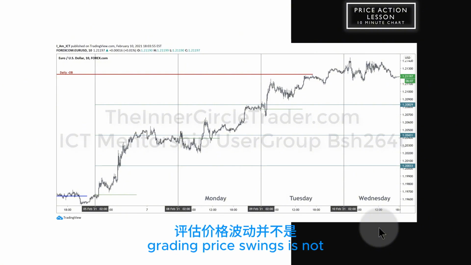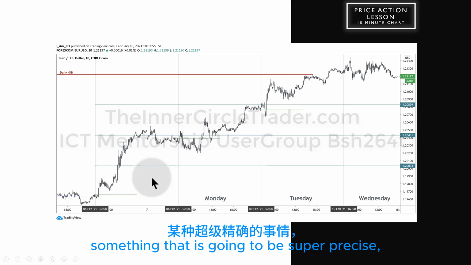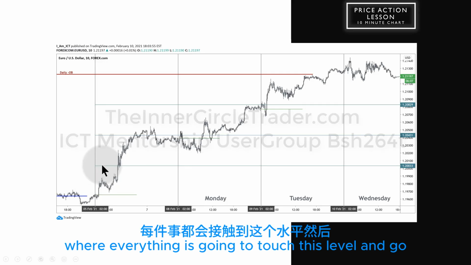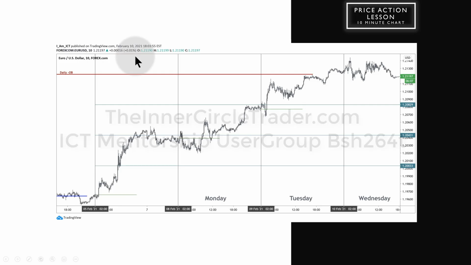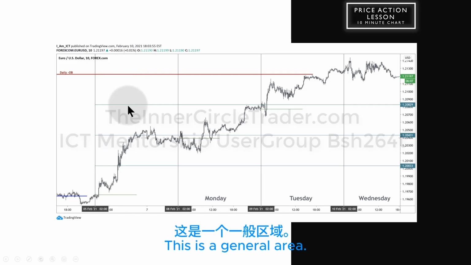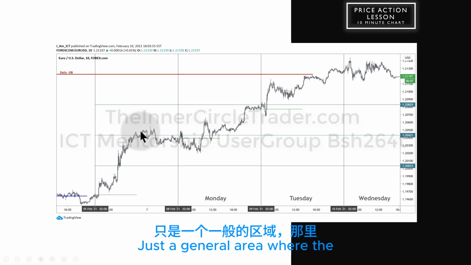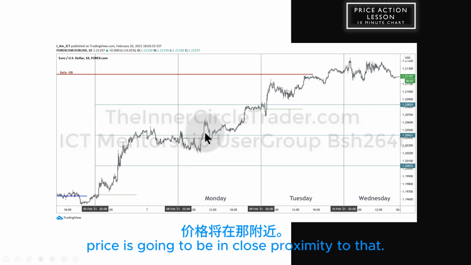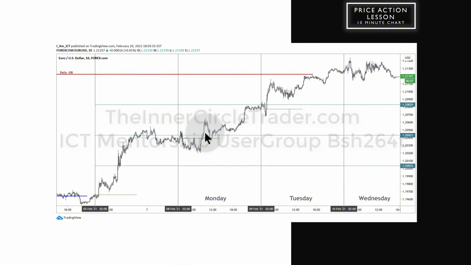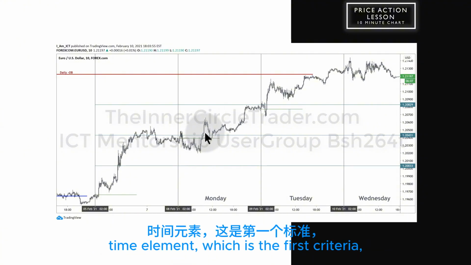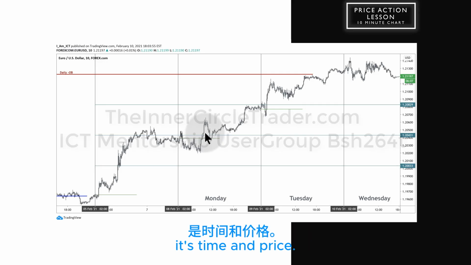Now, grading price swings is not something that is going to be super precise where everything is going to touch this level and go, touch this level and go. This is a general area, okay? Just a general area where the price is going to be in close proximity to that when it creates the next move. The time element, which is the first criteria, it's time and price.